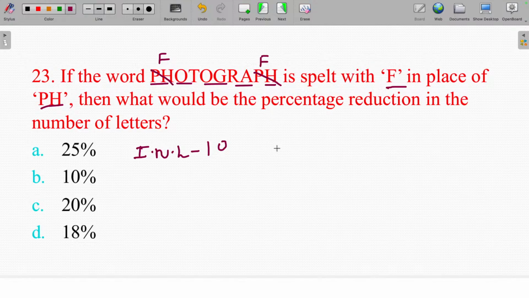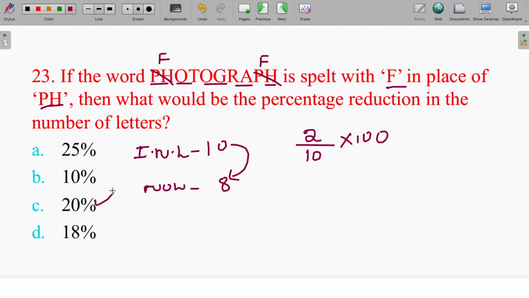Now tell me how many letters we have. 9, sir. Read everyone and tell. You have to tell properly. 8. 8, right? How are you getting 9? Sir, it is 8 only. Now how much reduction? That is the question here. 2 letters reduction compared to the initial number of letters, into 100. So 20%. Yes. So the reduction will be 20%.